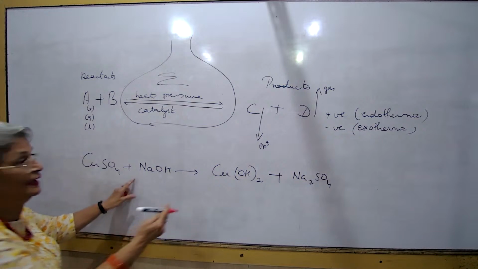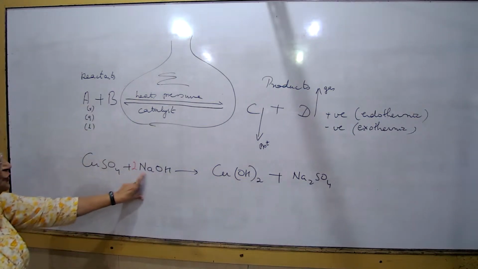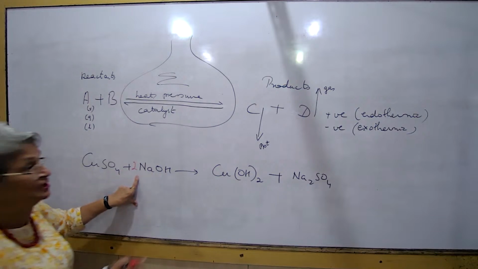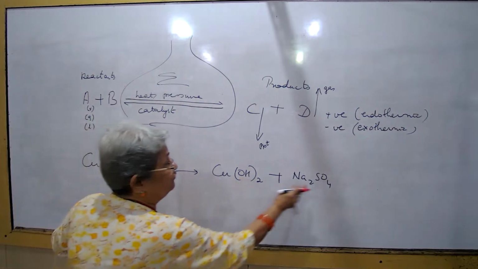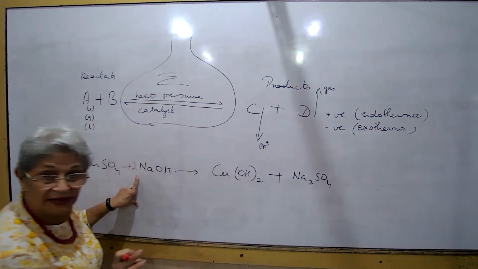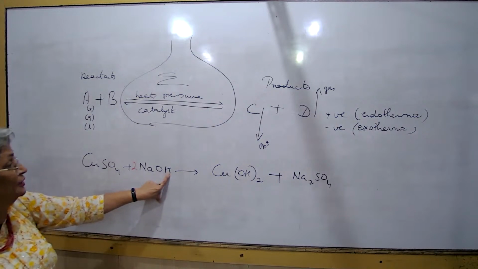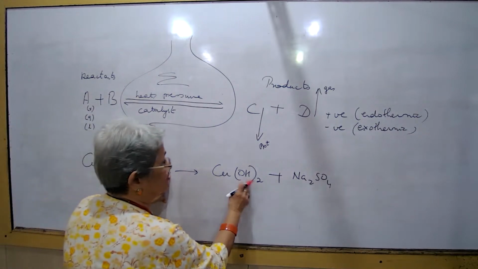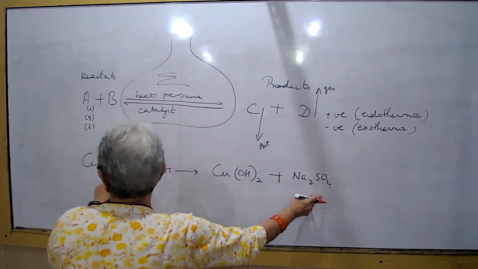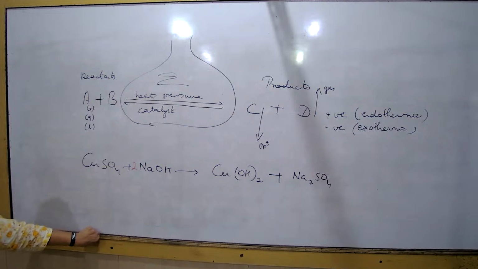Here, Na is 2, so we put here 2 Na. So 2 NaOH gives 2 oxygen, that means 4, 5, 6 oxygen. Have you got it correct or not? Yes or no? Then you have 2 hydrogen, and you have got 2 hydrogen. 2 Na, sulfur is 1, sulfur is 1. Oxygen, that way, balanced. The equation is balanced.